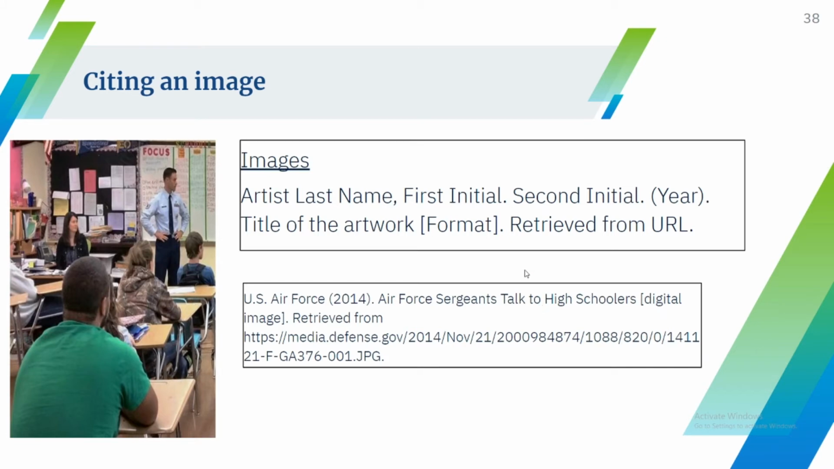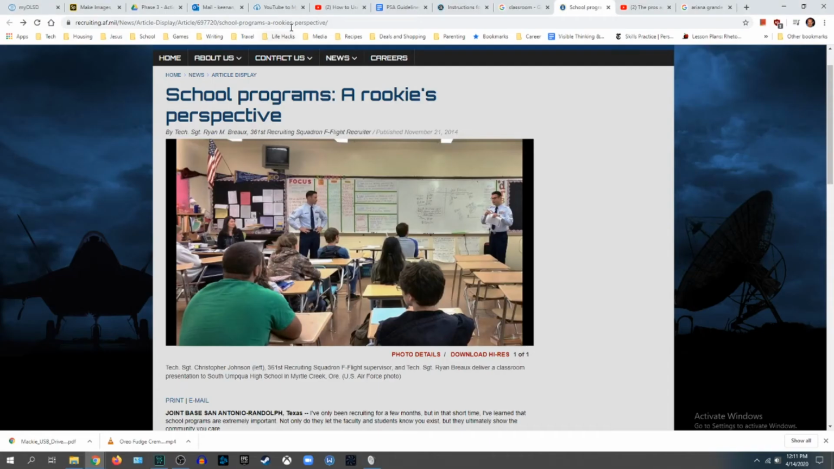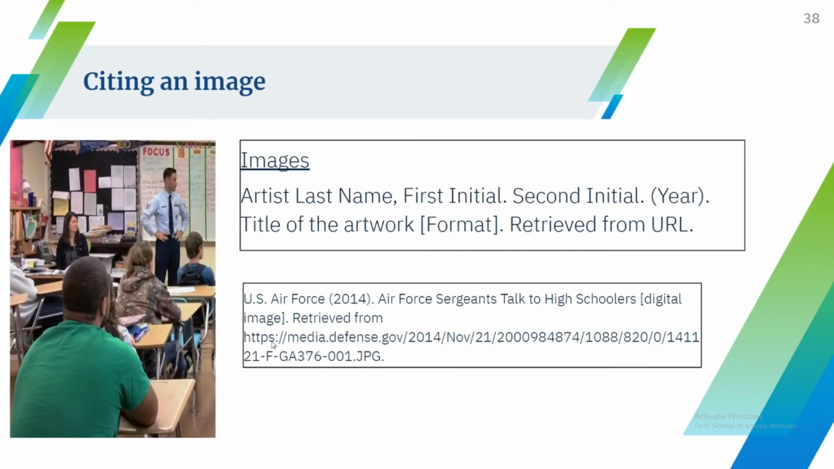It could be infographic, but most of you are just going to put digital image in brackets like that. And then you've got a period and then retrieved from, and you're just going to copy and paste the URL. The easiest way to do this is you right click on the image, copy image address. We do not want this address, the URL of the page. We want the URL of the image. And then I'm going to copy and paste that after retrieved from. So it should look like that.